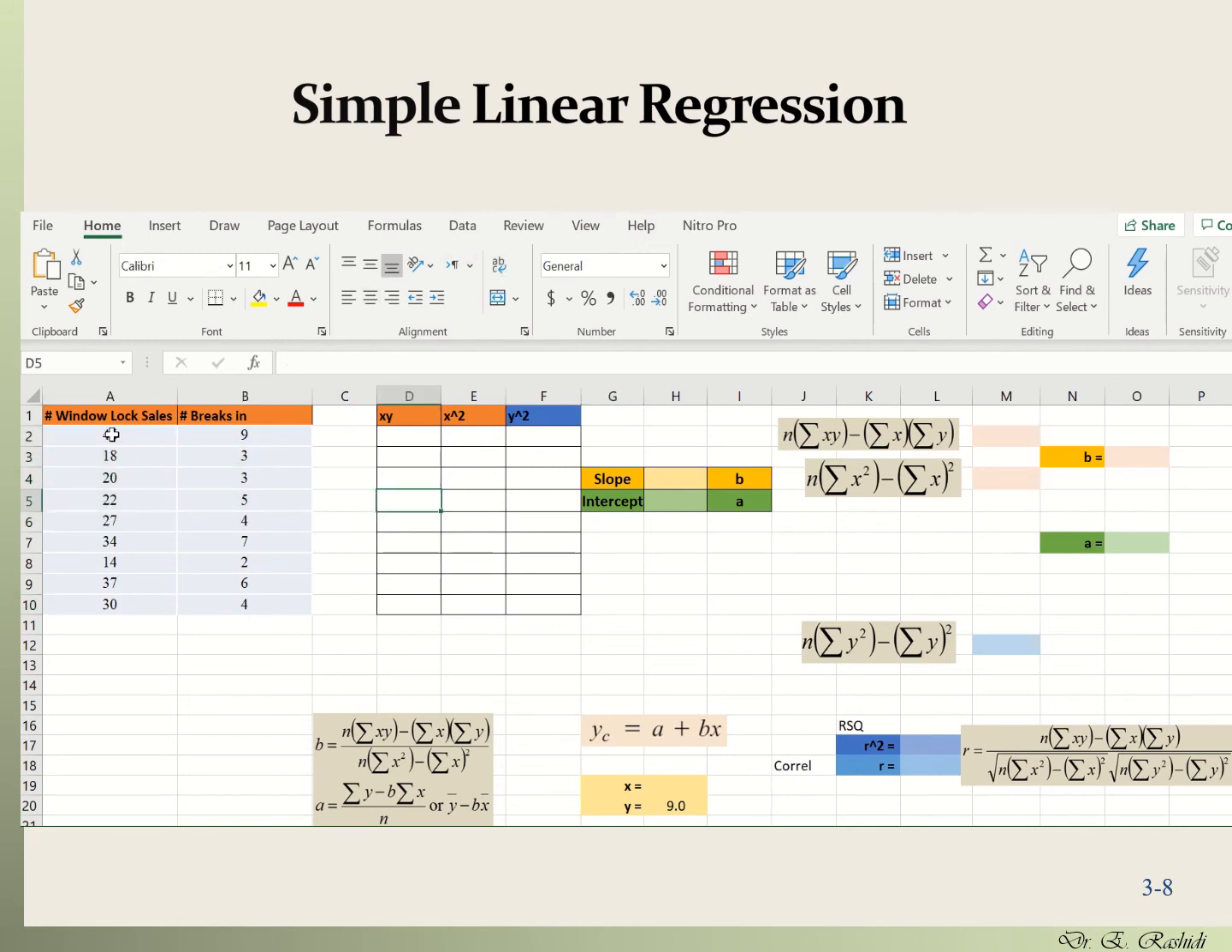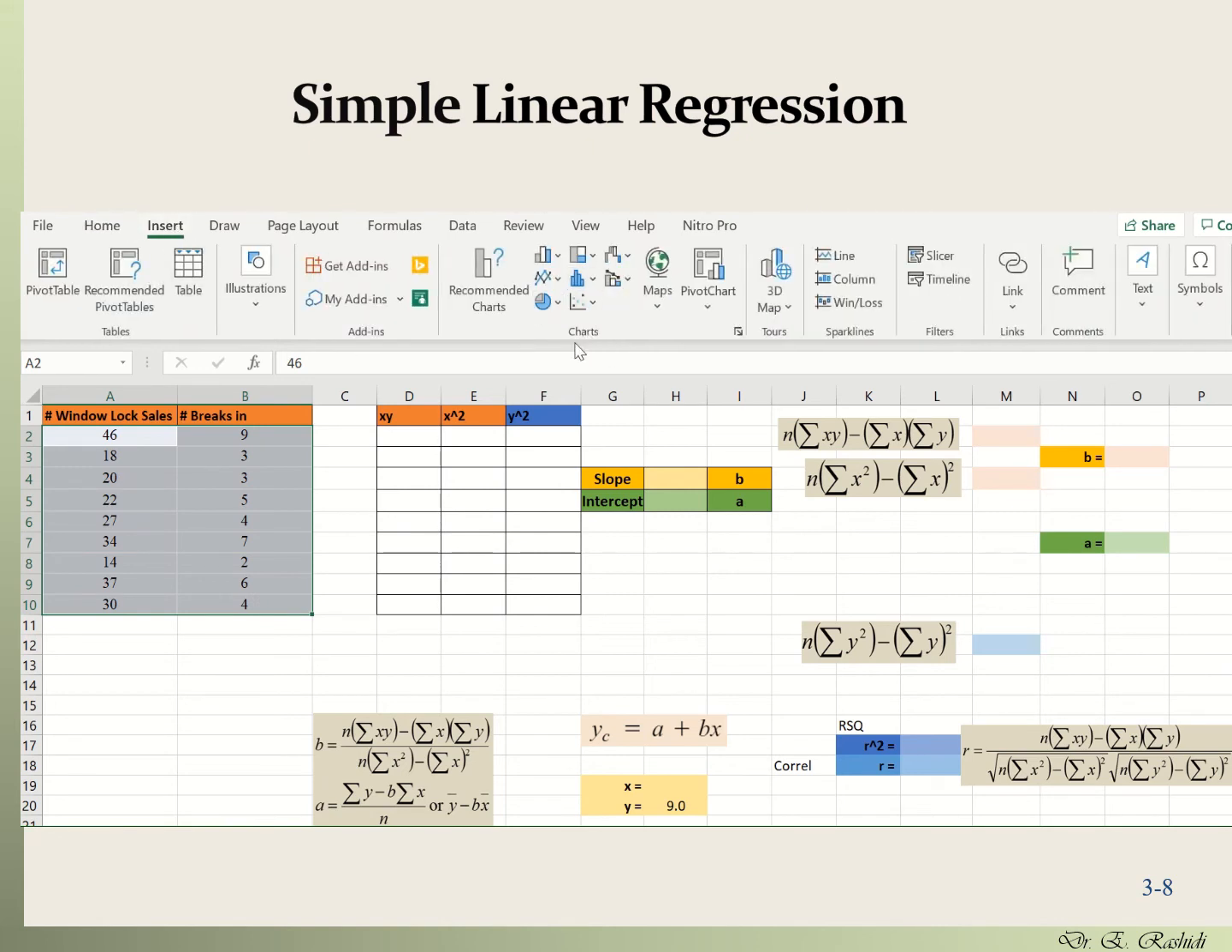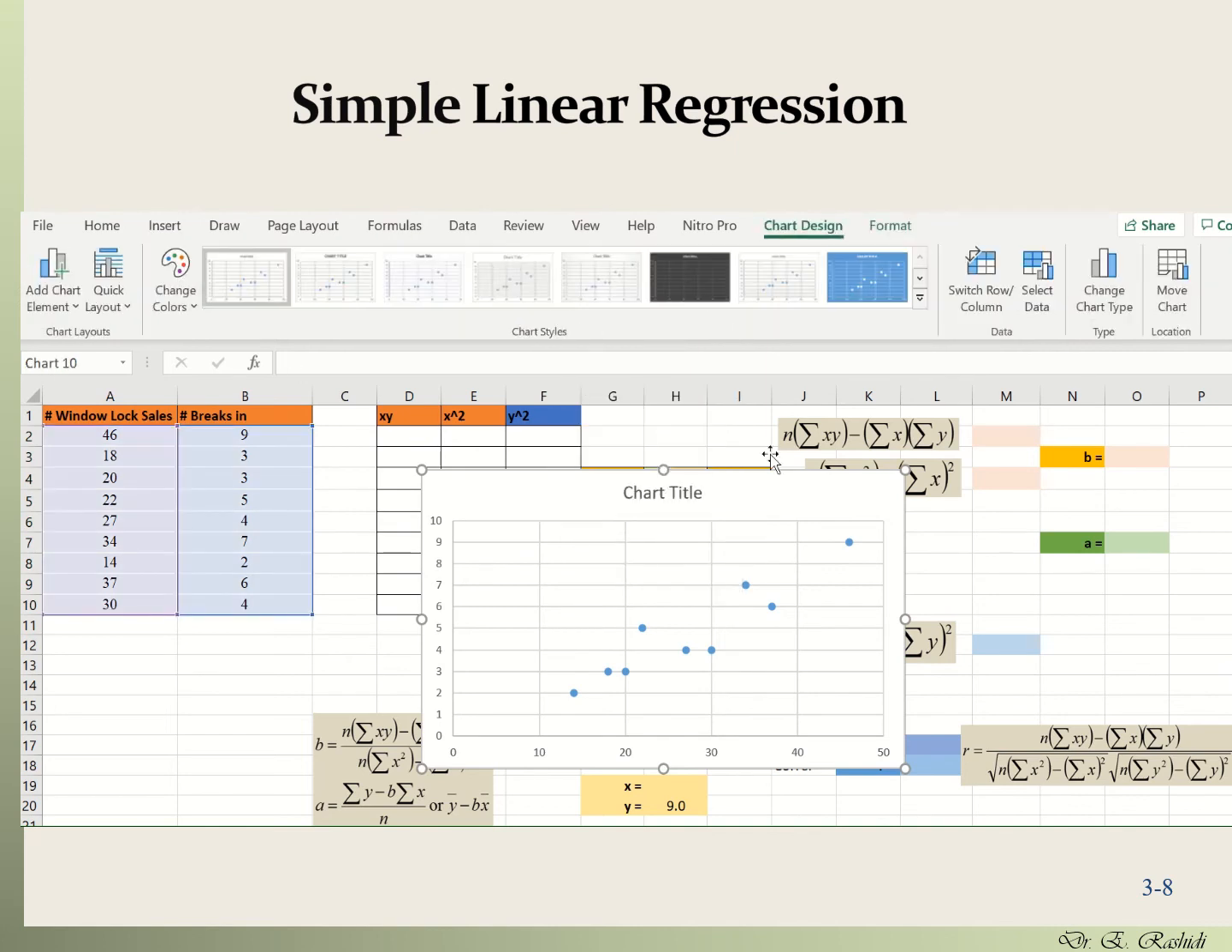All right, so next we want to do, as I said before, it's a good practice to always plot our data to get a deeper understanding of the data. So I'm gonna go to the insert tab here and the charts group, and I'm gonna plot the scatter chart as you see here. So clearly there is an upward trend. That means that as the number of break-ins increases, the number of window lock sales would increase. Also, not a perfect line, but you could see that on average you could fit a line through your data.